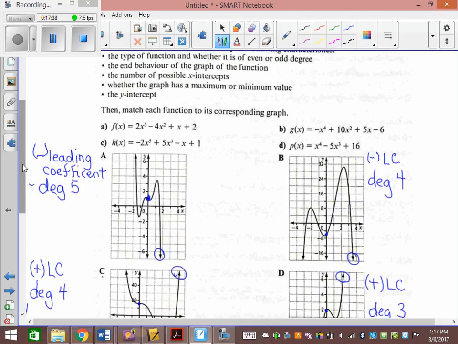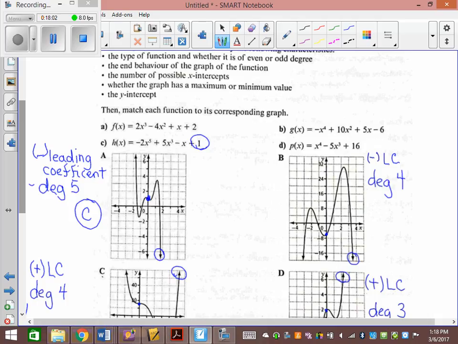So now we're going to pick our equation. So this one has a negative leading coefficient because it ends negatively. So it's either C or B. It's degree 5, so it has to be C. You can also prove this with the y-intercept. Is it at 1? Yes. So this is equation C.